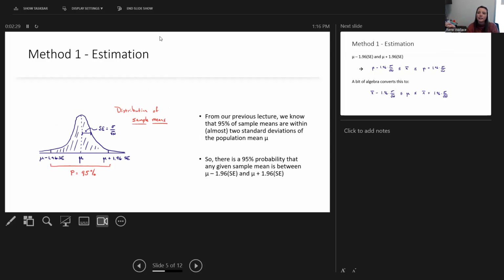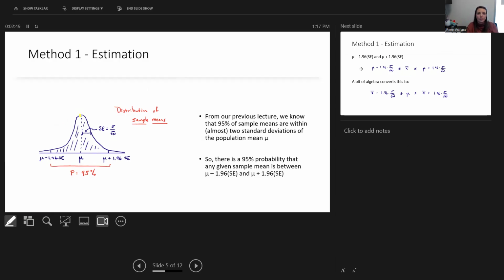So method number 1 is estimation. We'll estimate something called a confidence interval. So remember from all of our previous lectures, right? We know that 95% of the sample means are within almost 2 standard deviations of the population mean. Well, almost, right? Let me get a highlighter here.